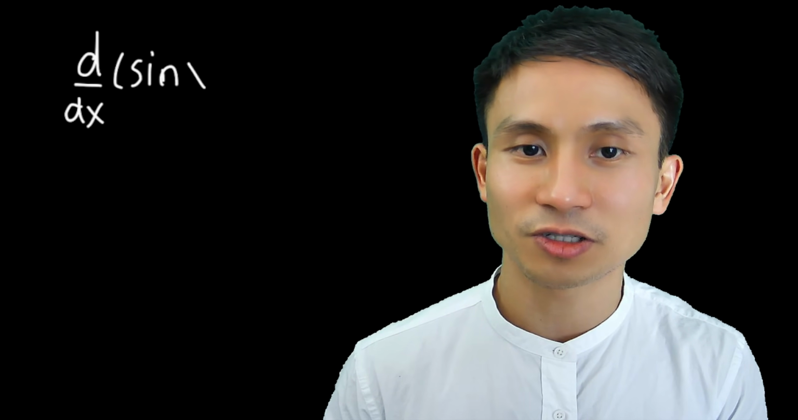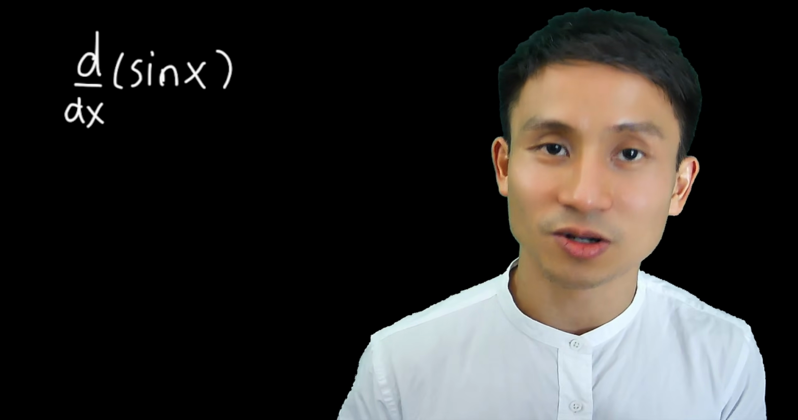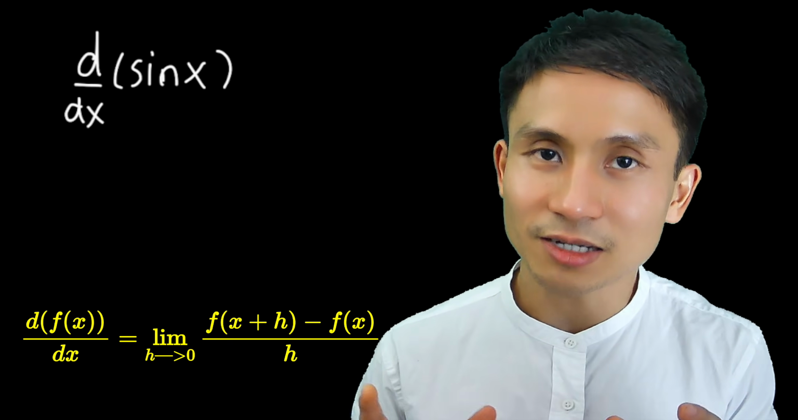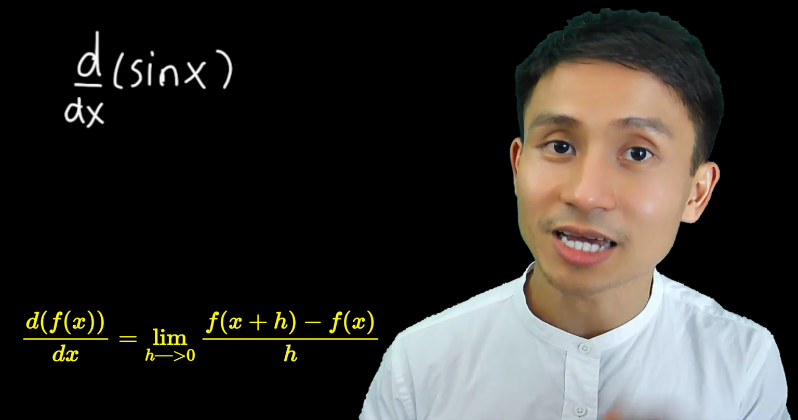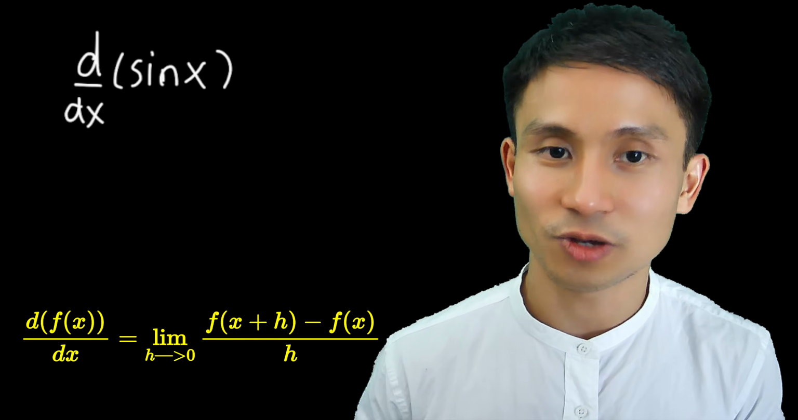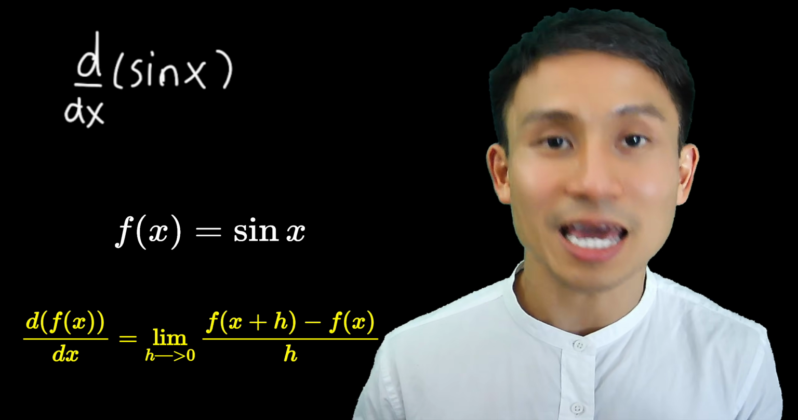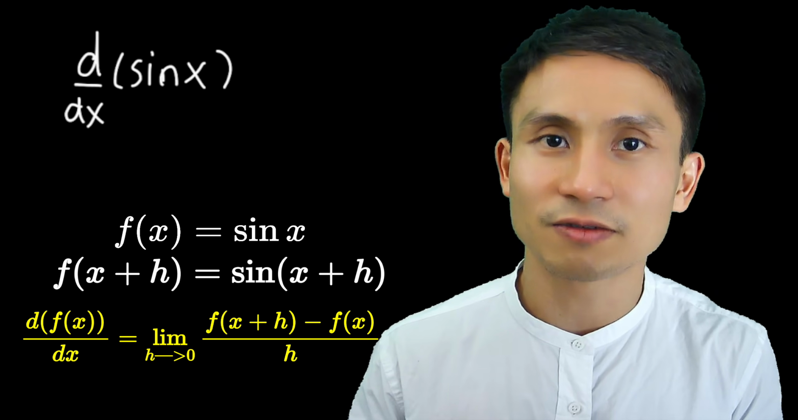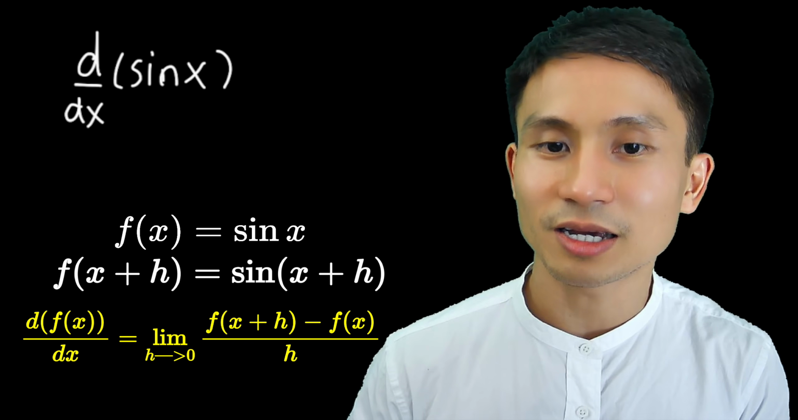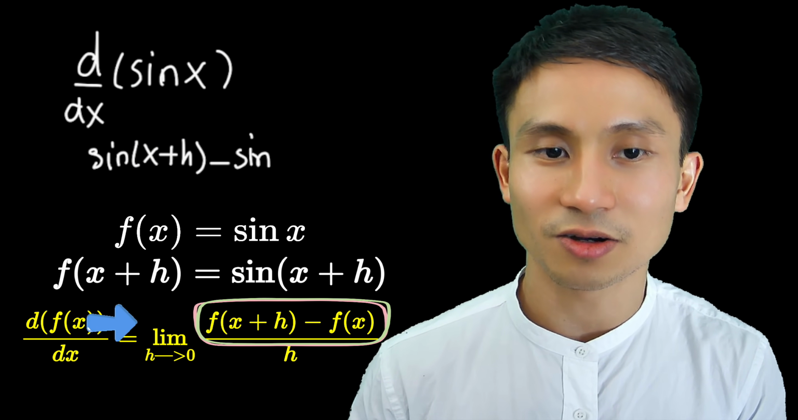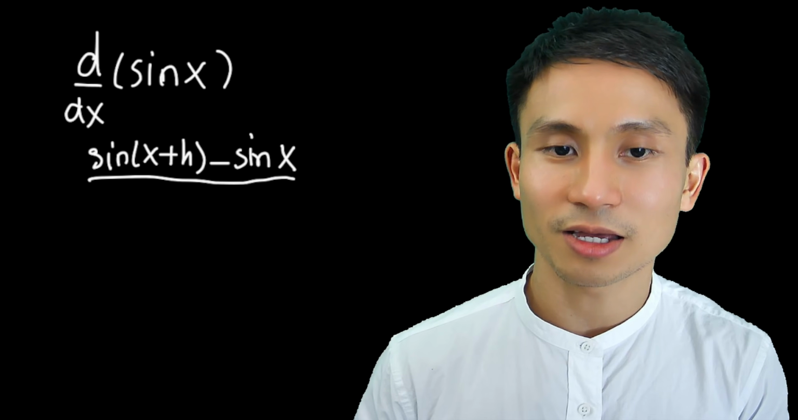So we want to differentiate a sine function first, maybe. So I write d by dx of sine x here, and let's bring the first principle here. So the f of x that you see in the formula, in this case, would have to be sine x. So we have f(x) equals sine x. And that means f(x plus h) would be equal to sine of (x plus h). So I write here sine of (x plus h) minus sine of x, divided by h.